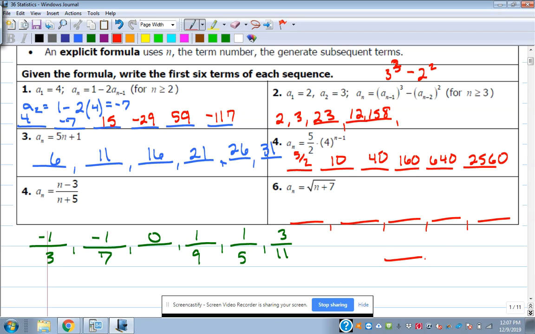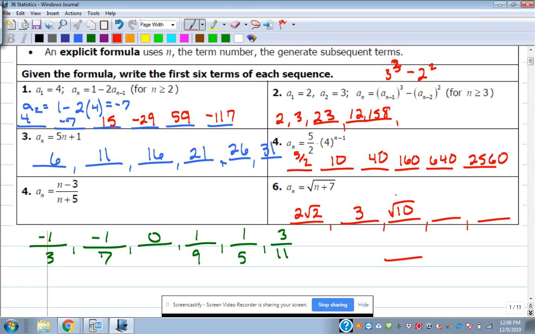And then last one. Plug in a 1. 1 plus 7 is 8. How does the square root of 8 simplify? 2 radical 2, good. Plug in a 2. Square root of 9 is 3. Plug in a 3. It's the square root of 10, which doesn't reduce.